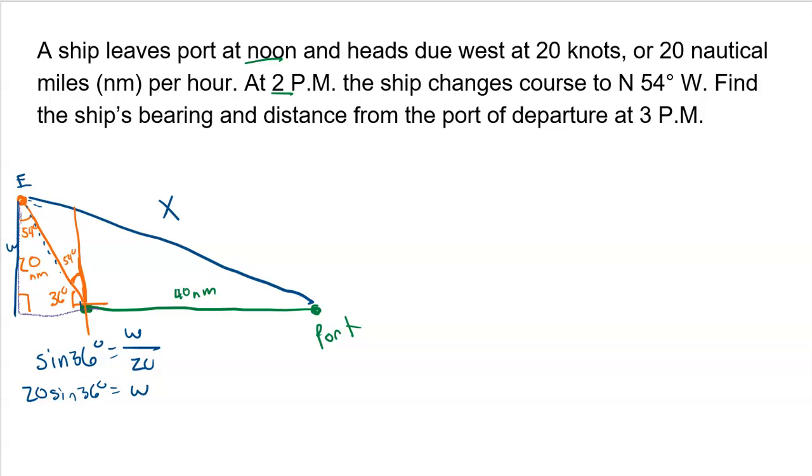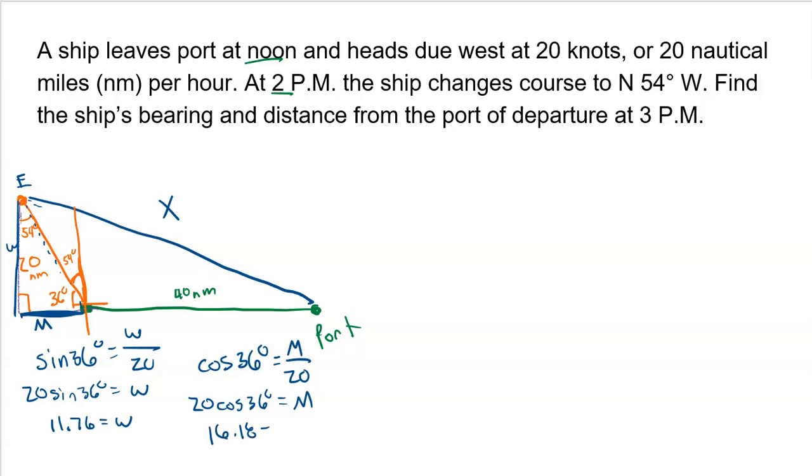So I'm going to go to my calculator. 20 times sine of 36 degrees. W is 11.76. Okay, and I could also find this distance right here using cosine. Cosine of 36 degrees equals the adjacent, let's call that M, divided by the hypotenuse 20. So therefore, 20 times cosine of 36 degrees equals M. So 20 times cosine of 36 degrees is 16.18. So 16.18 equals M. Now I'm getting there. I'm almost done.